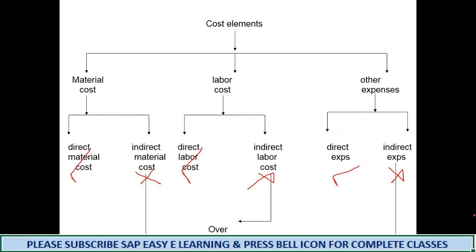And these overheads are directly posted in the FI general ledger and they will be transferred to controlling. Printing and stationery, directly posted in the general ledger. Petrol expenses, directly posted in the general ledger. Traveling expenses, directly posted in the general ledger. So all the overheads are directly posted in the general ledger of FI and from there they will be transferred to the controlling component for analysis purposes. So that is the concept of overheads.